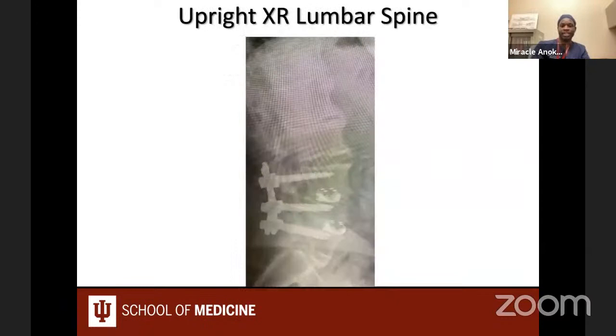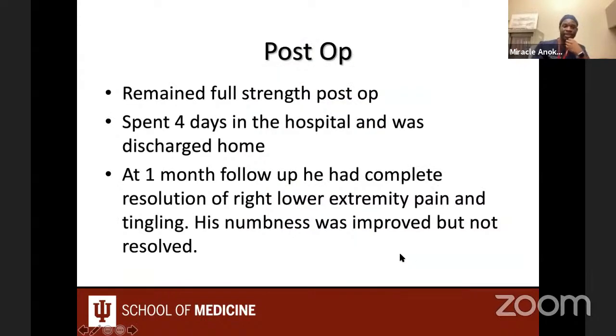So we fused the patient, placed grafts, decompressed the nerves, and the patient woke up, had some physical therapy, was up and walking about, and did very well post-op. He remained full strength, spent about 4 days in the hospital, and was discharged home. At 1 month follow-up, he had complete resolution of his right lower extremity pain and tingling. His numbness was improved, but not resolved.